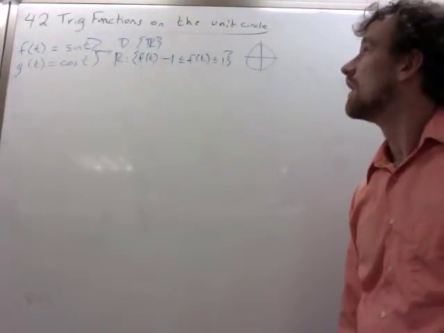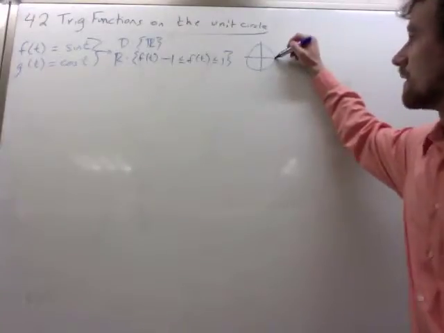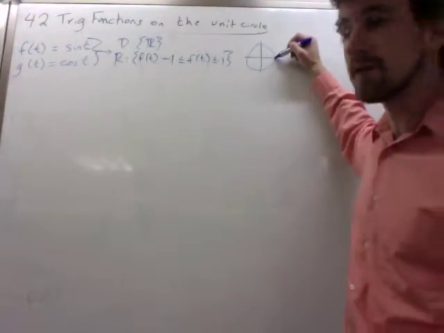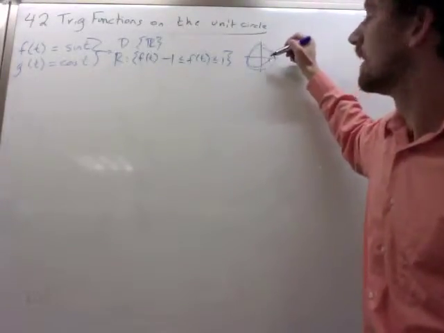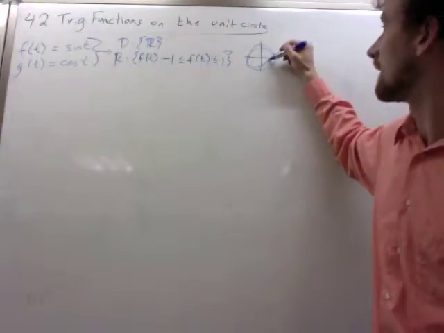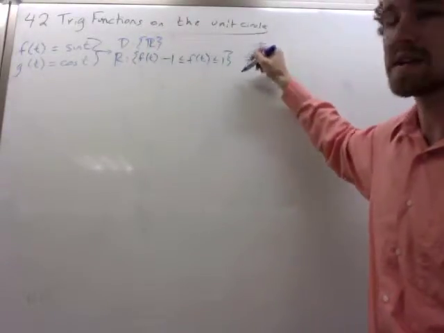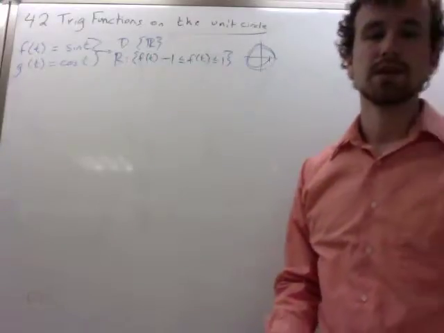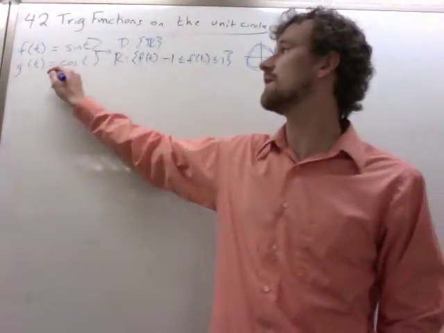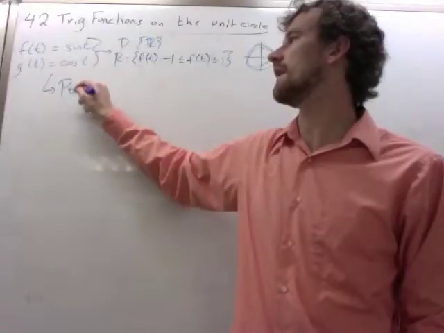Now, if we're going around our unit circle, if we go a full circle around, that's 2 pi, and then if we keep going, we start tracing back over the unit circle again. So both sine and cosine are what we call periodic functions.